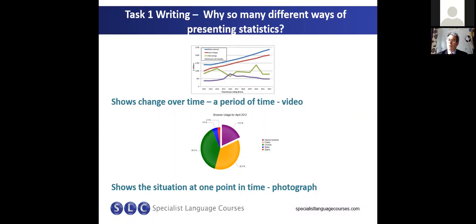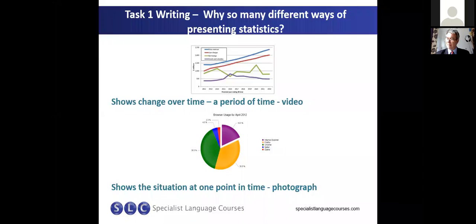That's one point, the situation on a day or a week or a month or a year. Usually as a percentage, because they treat the pie as 100%. There are other ways, but in IELTS it's usually a percentage. So those are the best ways to show change over time and one point in time.